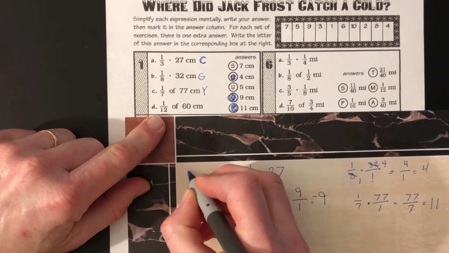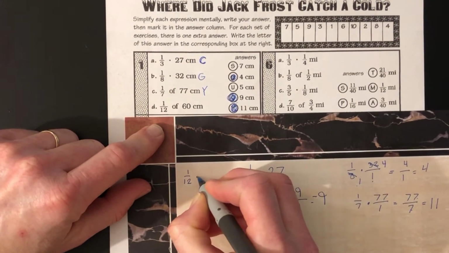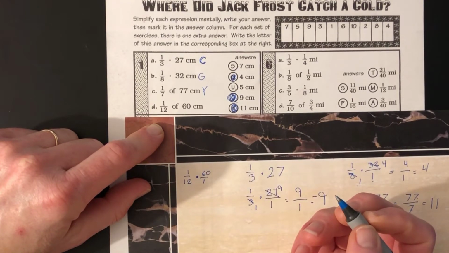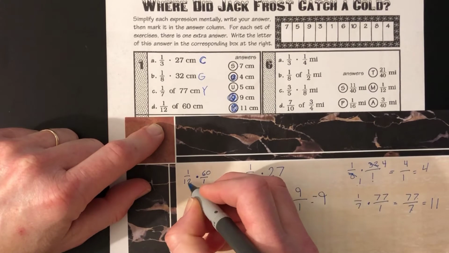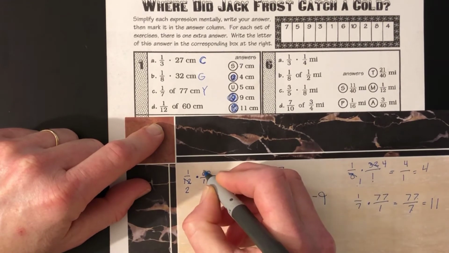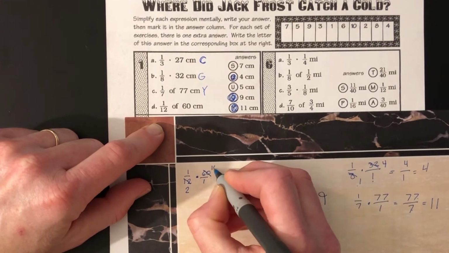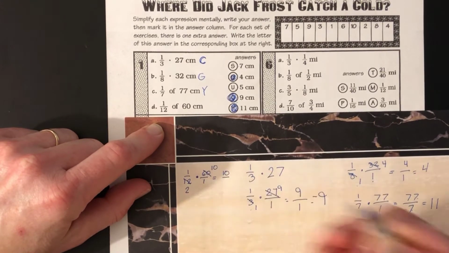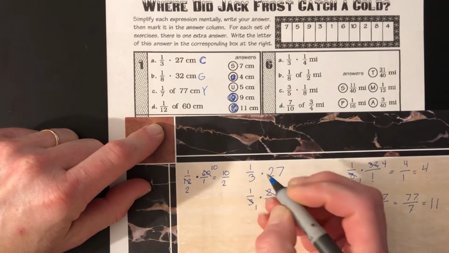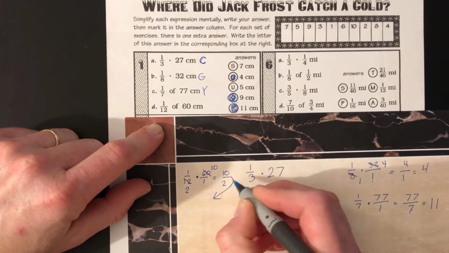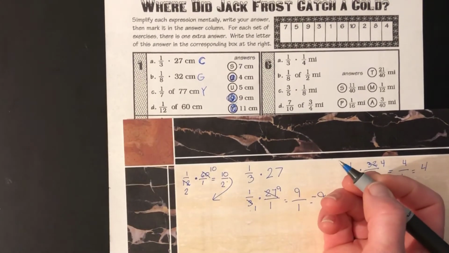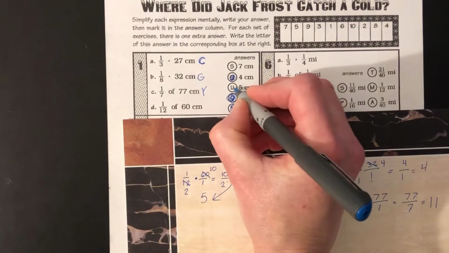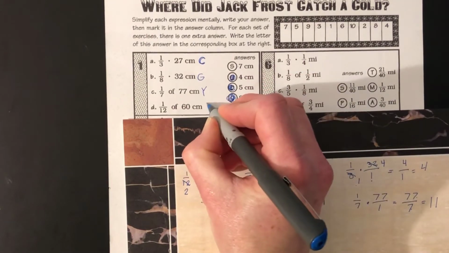We have 1/12 of 60. I'm going to reduce these both by 6. 6 goes into 12 2 times. 6 goes into 60 10 times. That equals 10 over 2. 10 divided by 2 is 5. 5 centimeters. So D is U.